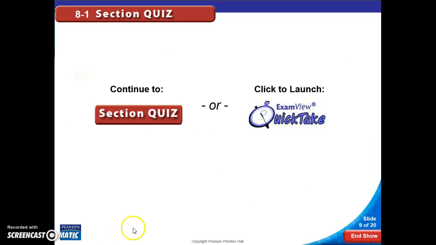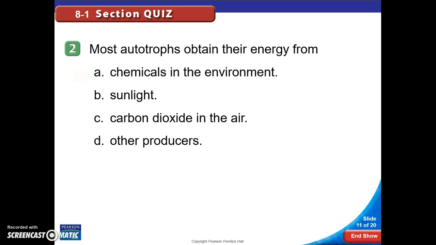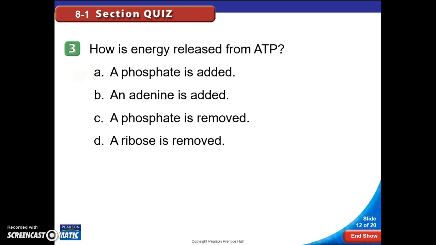Okay, so that's the end of section 1. Here are a couple quick questions to help you make sure you understand what you just heard about. So see if you can answer this first one. Okay, so you should know that that's an autotroph. You should know that autotrophs mostly get their energy from the sun.